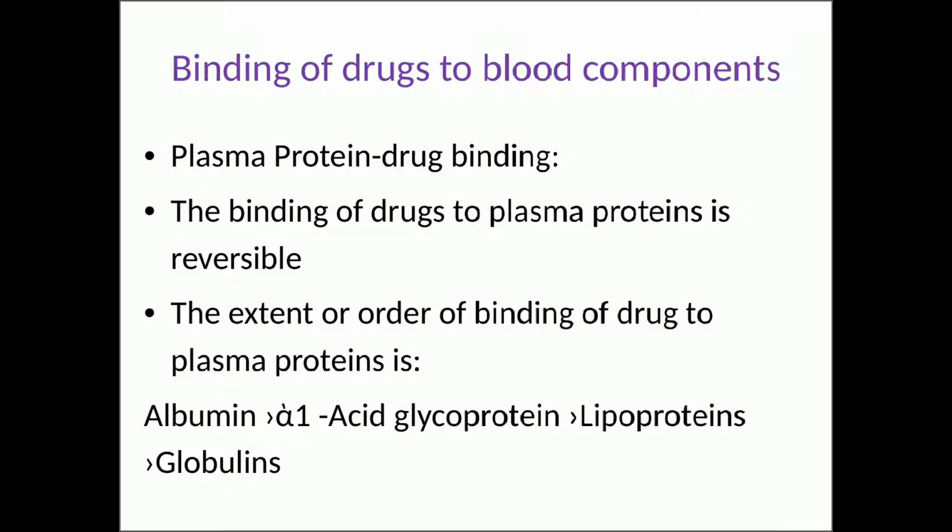Now let us see binding of drugs to various blood components. The first one is plasma protein drug binding. The binding of drugs to plasma protein is reversible. The extent or order of binding of drugs to plasma protein is: the maximum amount of drug binds to albumin, then alpha-1 acid glycoprotein, then the lipoproteins, and the minimum amount of drug binds with globulins.